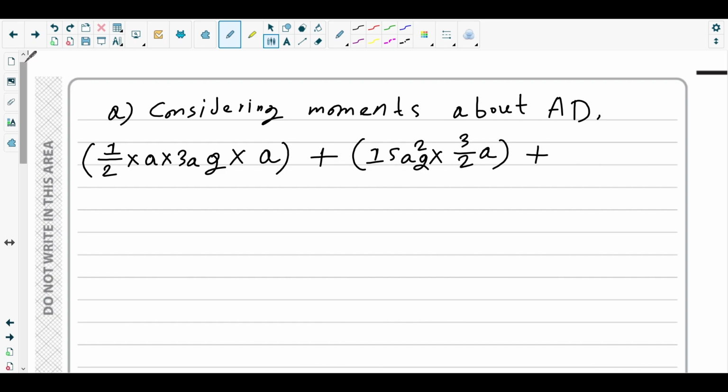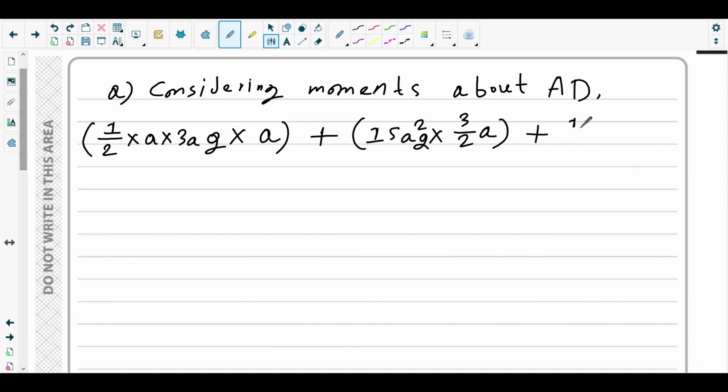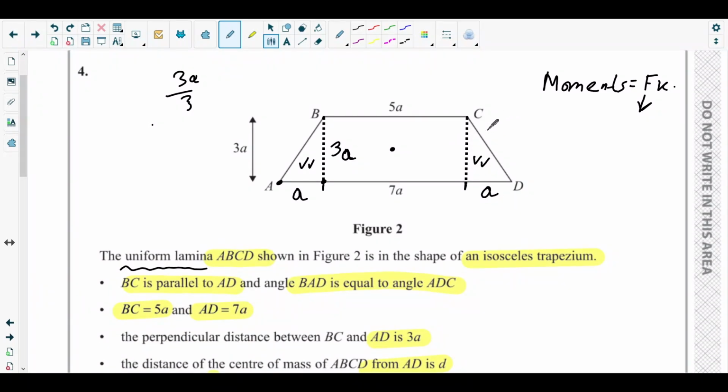And at last, the moment due to the triangle that has the hypotenuse CD. For this triangle, the area is the same as that of the first one. So the area would be half times base times height, times g, that's the weight. The perpendicular distance of the center of mass would be the average of the y coordinates. This y coordinate is 0, this y coordinate is 0, but this y coordinate is 3a.